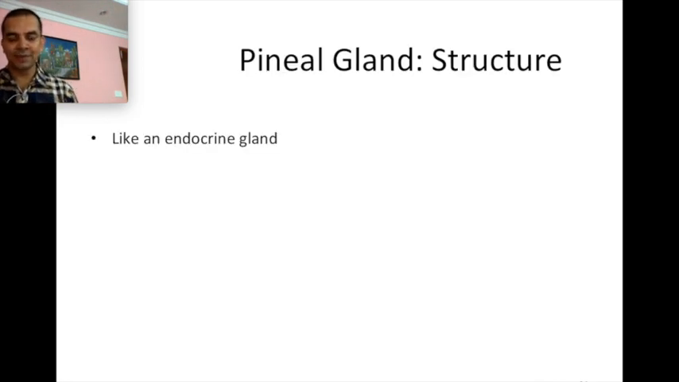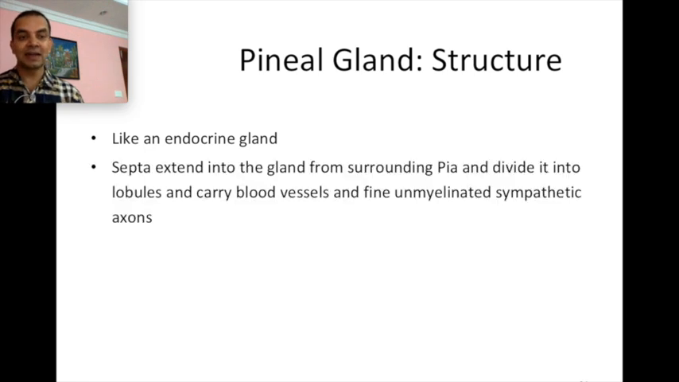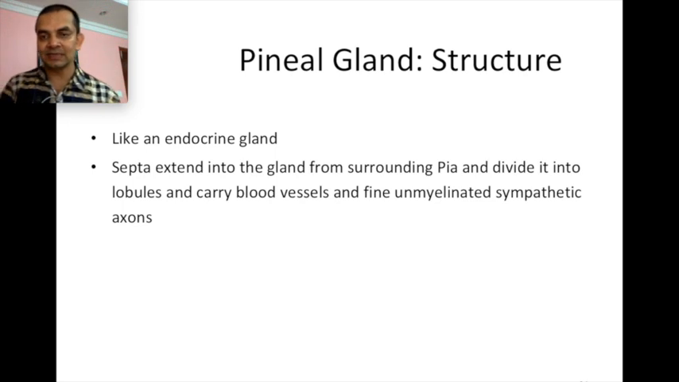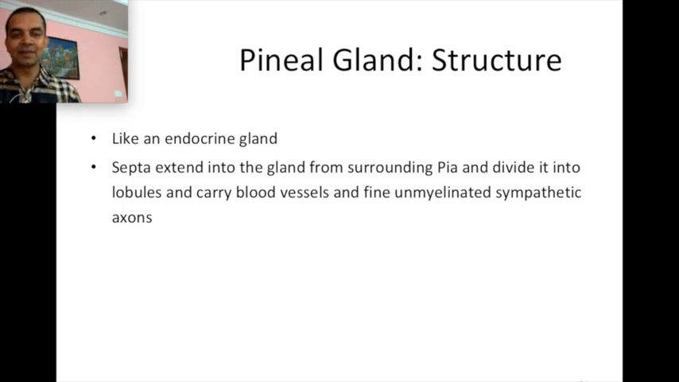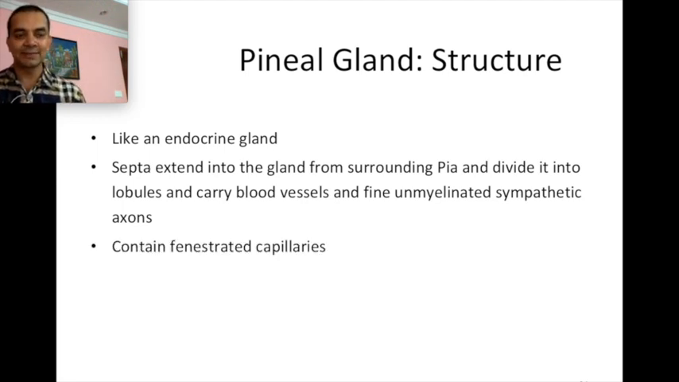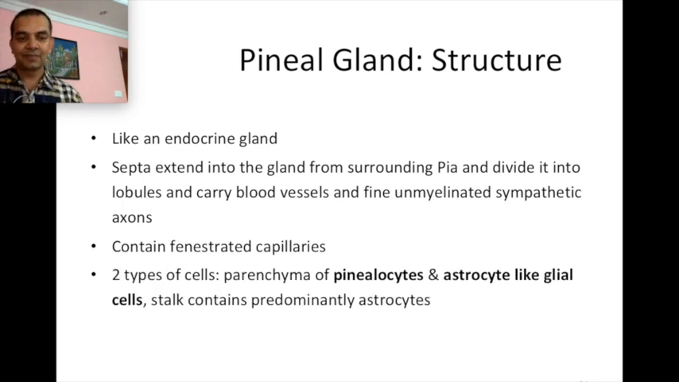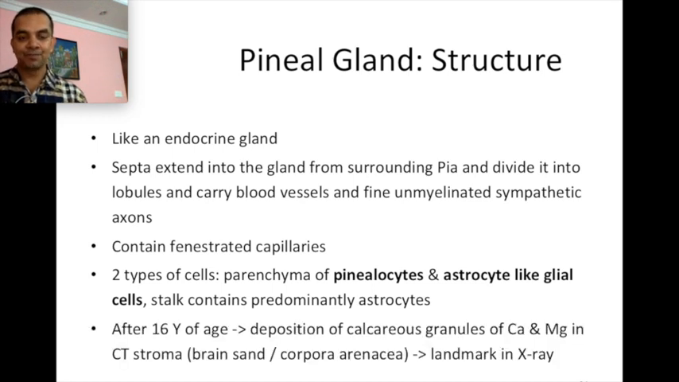If we see the microscopic structure, it shows features of endocrine gland. There are septa which extend into the gland from surrounding pia mater and divide the gland into lobules. These septa also carry blood vessels and fine unmyelinated sympathetic fibers with them. It contains plenty of fenestrated capillaries, and there are two types of cells. The main glandular parenchyma is made up of pinealocytes, and the supporting structure is formed by astrocyte-like glial cells. The stalk contains mainly astrocytes.